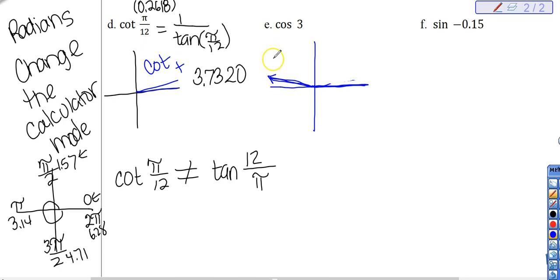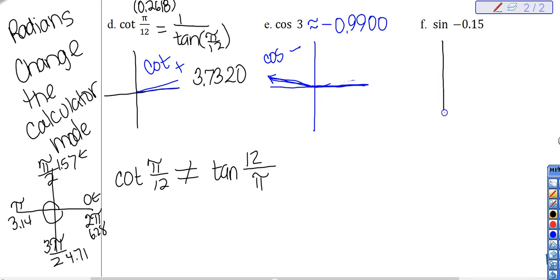Really large reflexive. What do we know about cosine in quadrant 2? It's negative. So when we type it in the calculator, we should be getting a negative answer. I'm thinking it's going to be almost 1 because the cosine of pi is negative 1. So I'm thinking this is almost negative 1. 0.9900. Yeah, it's almost negative 1. Almost.